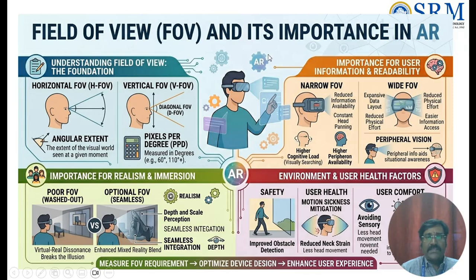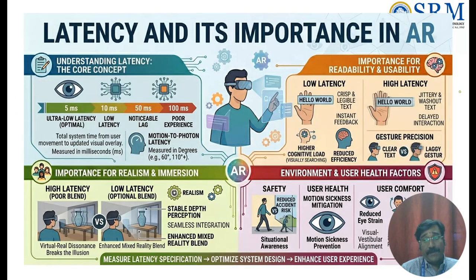So each characteristic is very important to reduce the human impact and increase the cognitive ability of interpreting the object along with the real world environment. And another important characteristic is latency.